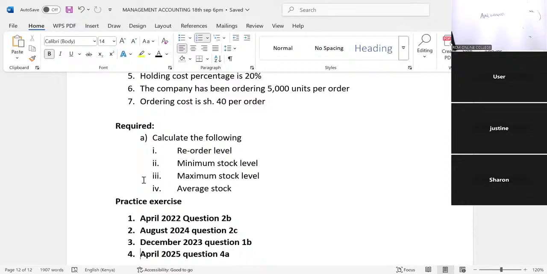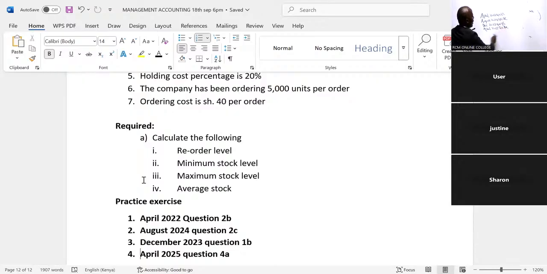Then we have August 2024, question number 2C. And then December 2023, question 1B. And lastly, for today, it is April 2025, question number 4A.